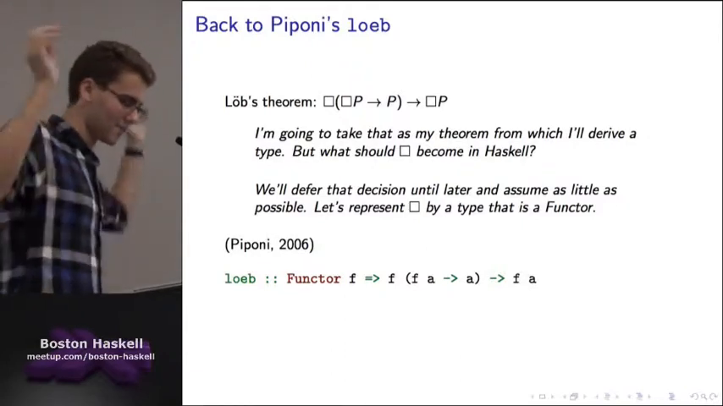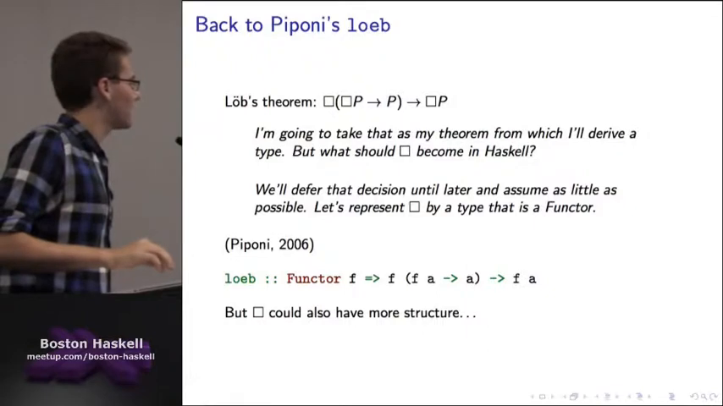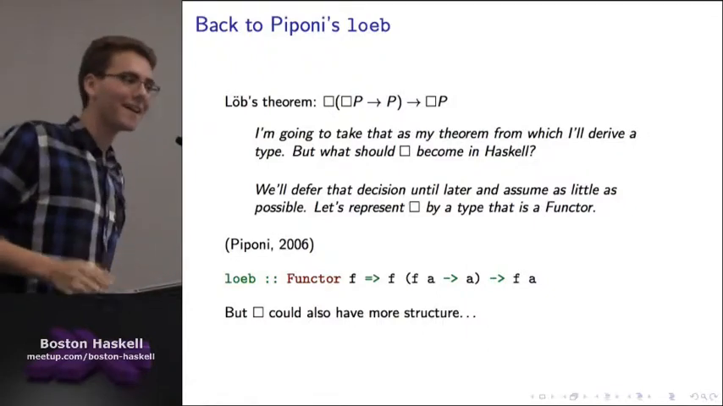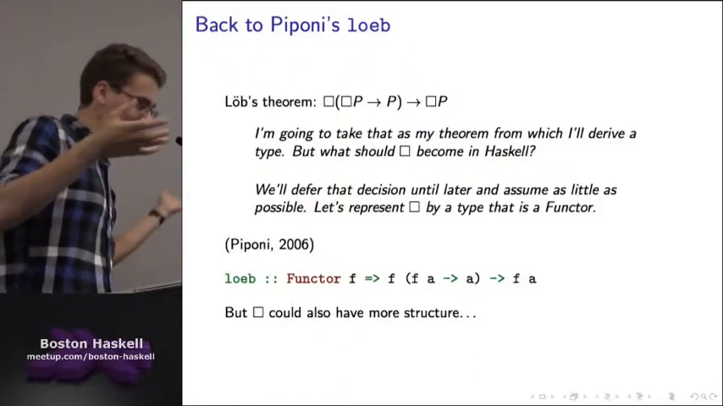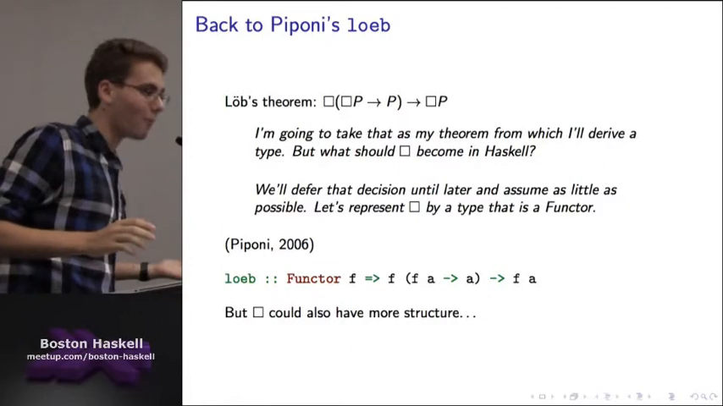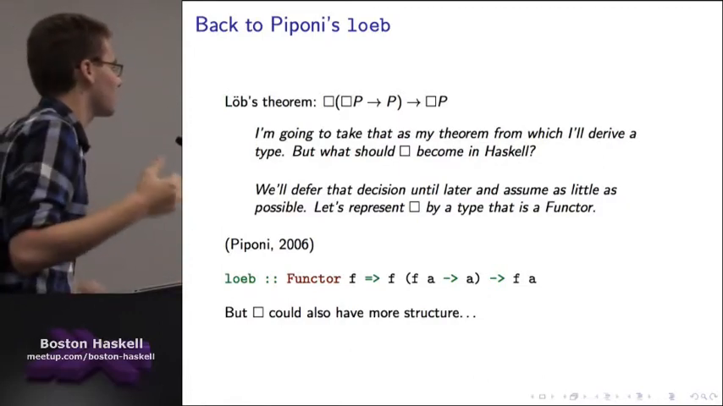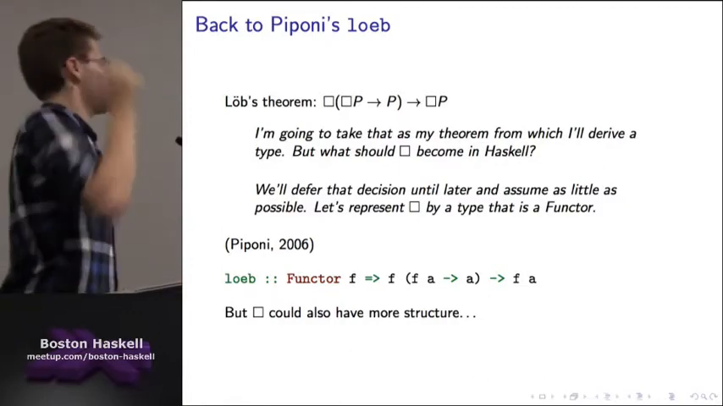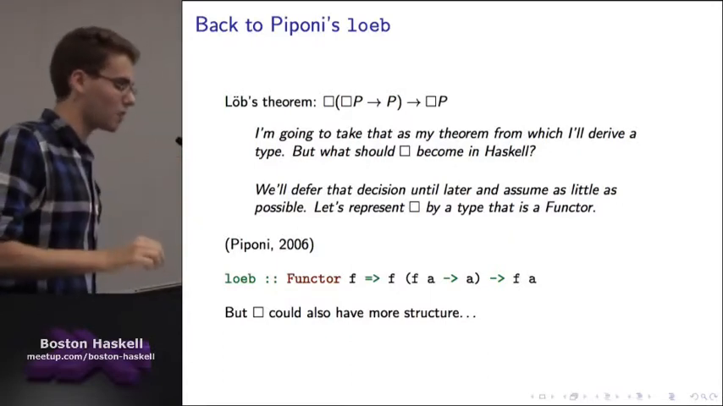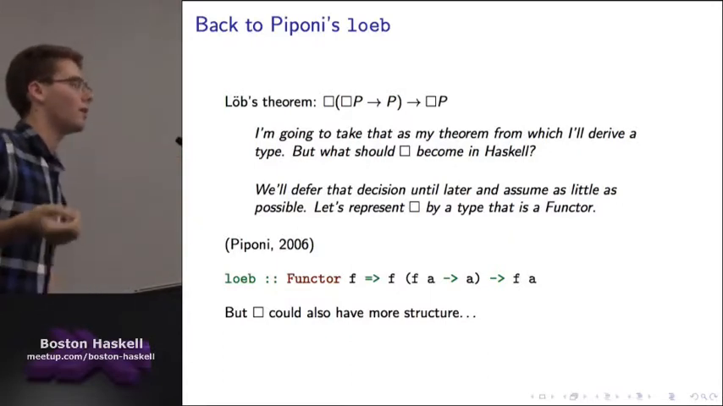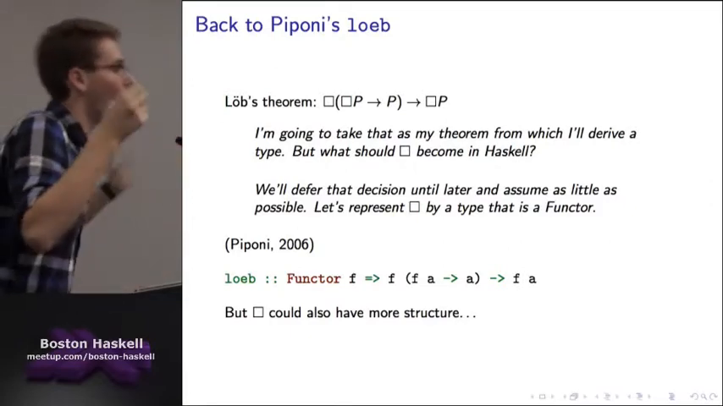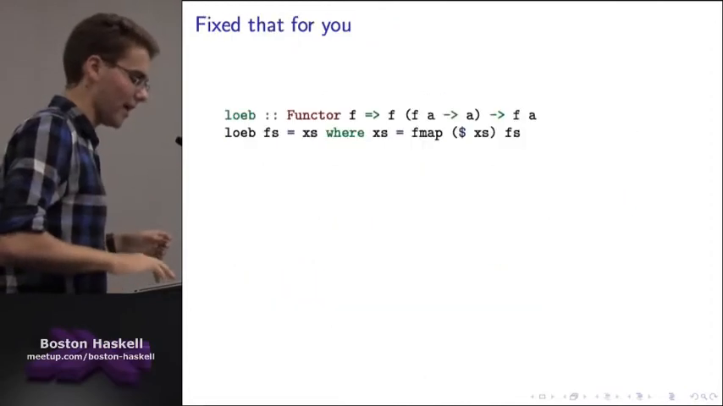Let's do some type sleuthing. Box could have more structure. Most modalities do. So, if box has more structure, say if box is a comonad, well, every comonad is a functor, but what if we actually took advantage of the comonadic structure? Rather than just saying, oh, okay, it's a comonad, let's do exactly the same thing, what if we write a function that could only be written if box were a comonad?